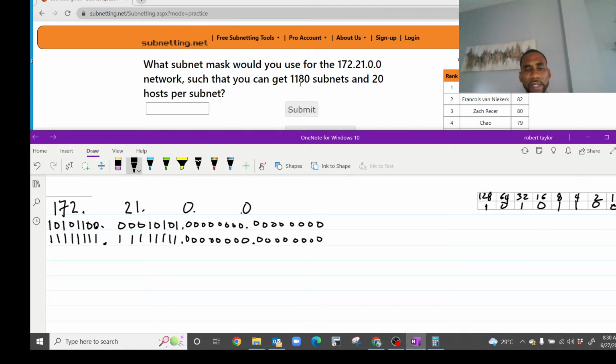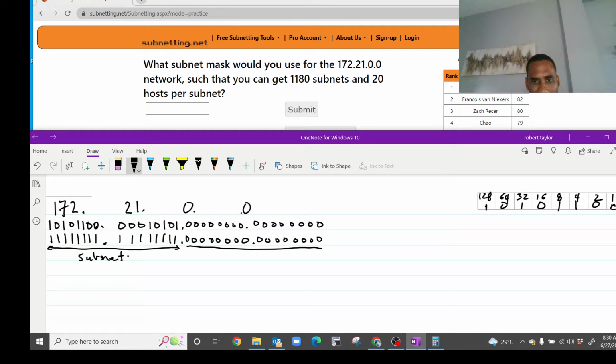Now back to the question. We want 1,180 subnets and 20 hosts per subnet. Now remember, the natural mask says that if the bits in the address are all 1, this represents the subnet, and when it's all 0, moving from left to right, this represents the host. So the natural mask is telling me that I have 1, 2, 3, 4, 5, 6, 7, 8, 9, 10, 11, 12, 13, 14, 15, 16 bits that I can use to represent various hosts on the network.